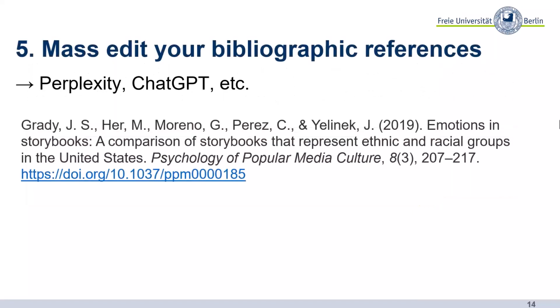Another thing you can use AI for is to mass edit content, any kind of content really, but an example would be bibliographic references. Here's an example of a bibliographic reference. This is a reference to a scientific paper, and if you have lots of these and have to make small, repetitive, relatively simple edits, AI is a great tool for that. And it's much more efficient than doing the edits manually.